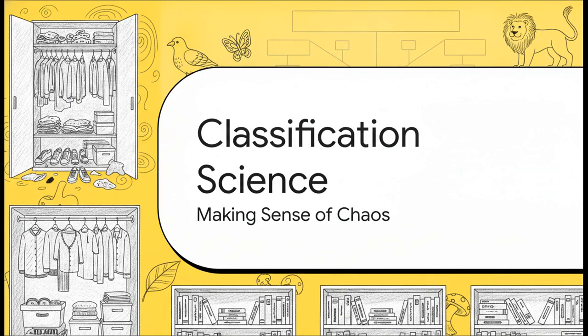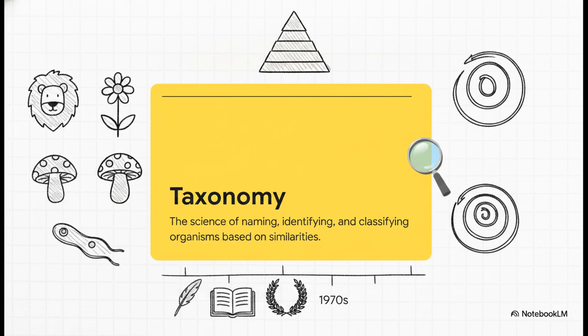Moving on to section 2, the science of classification, making sense of the chaos. Think about how you organize a really messy closet or your bookshelf. You probably group similar stuff together so you can actually find it later, right? Well, scientists have to do the exact same thing, but with literally millions of living organisms. And this brings us to a crucial definition: taxonomy. Taxonomy is the science of naming, identifying, and classifying organisms. Taxonomists group these organisms based on physical similarities, their internal structures, and even their deep evolutionary relationships.